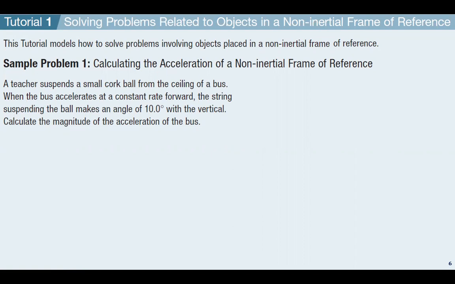So we have a teacher who suspends a small ball from the ceiling of a bus. When the bus accelerates at a constant rate forward, the string suspending the ball makes an angle of 10 degrees with the vertical. Can you calculate the magnitude of the acceleration of the bus? Okay, I'll give you 5 minutes to think about this question by yourself, and then we'll have a look at the solution together. Okay, first of all, you should draw a free body diagram to illustrate this question, okay?